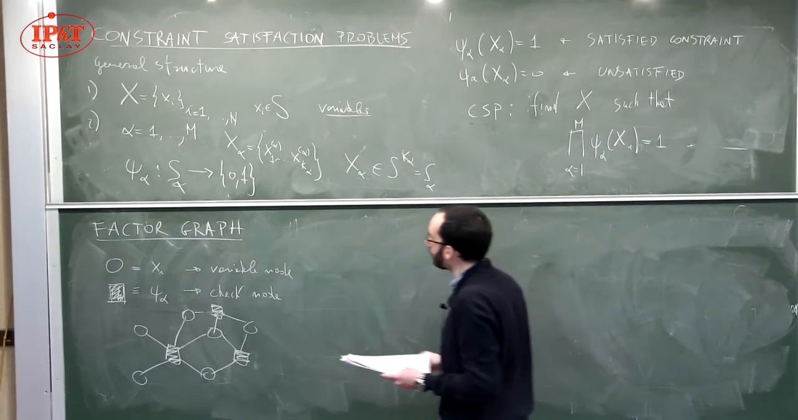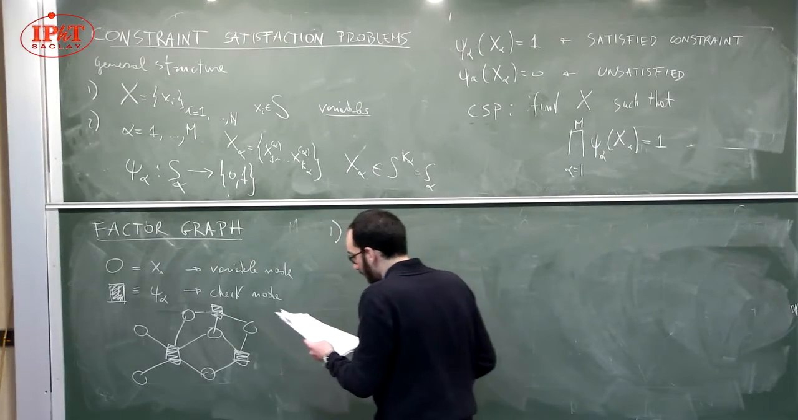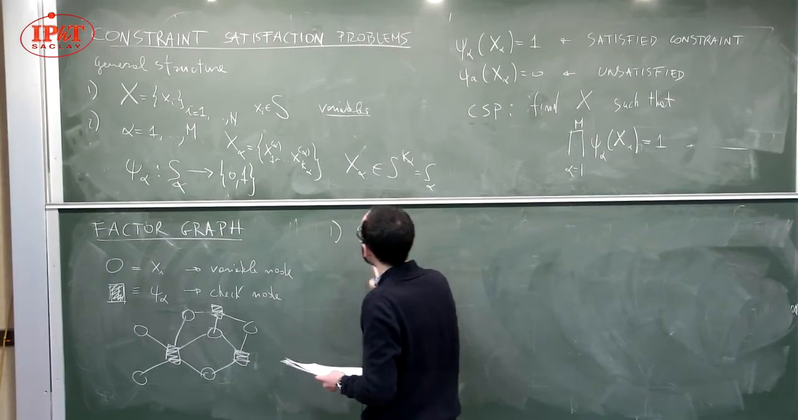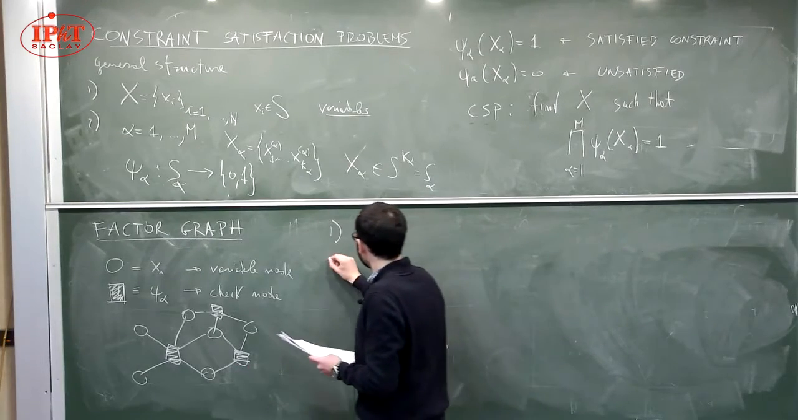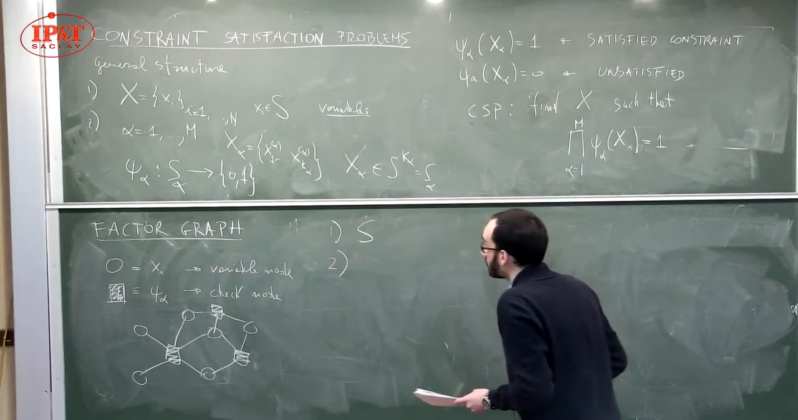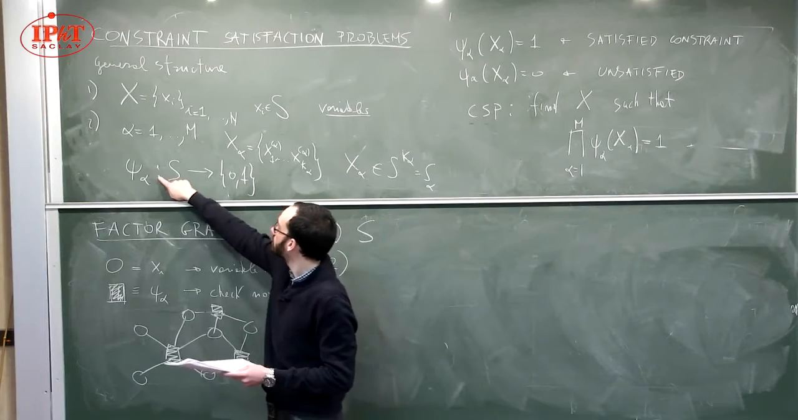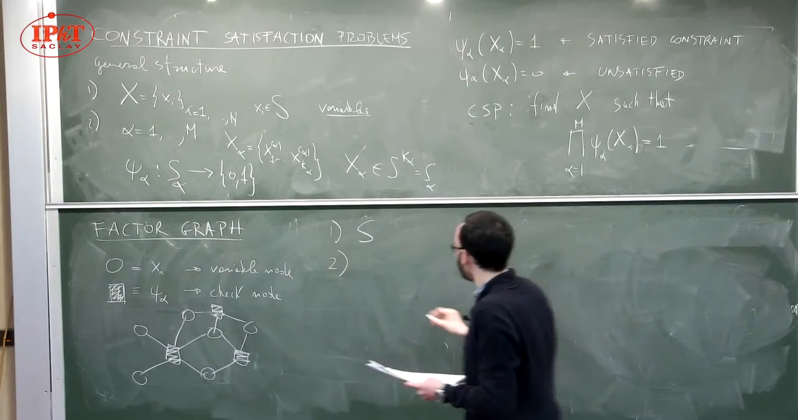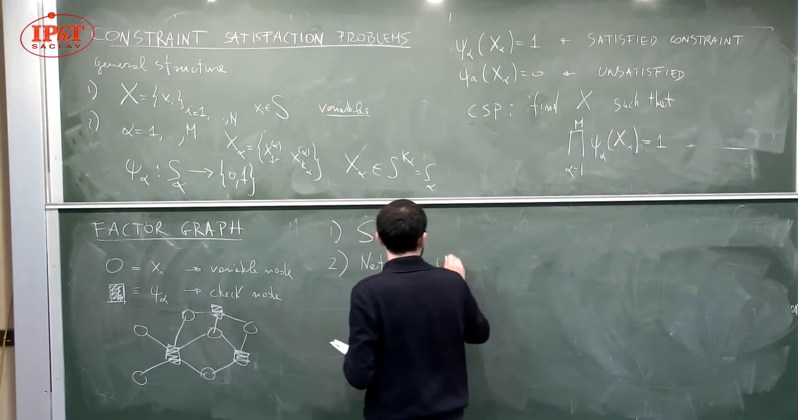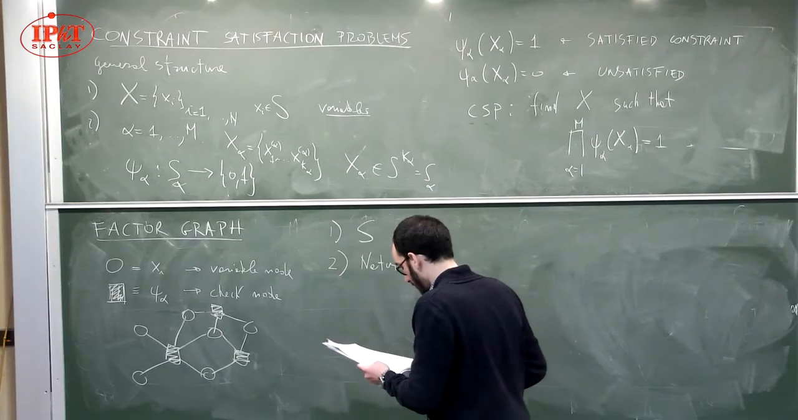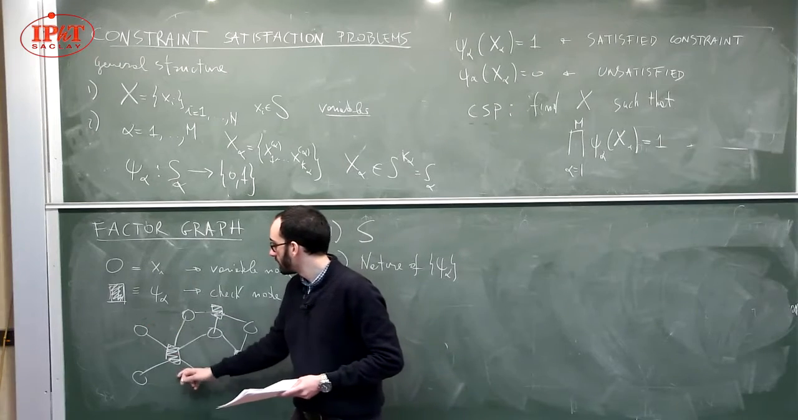Okay, so an instance of a CSP is defined by three things. The first thing that you have to define is S. It's just the set where the variables take values. The second thing that you have to define is the nature of the constraints, so you have to define this function. And the third thing is the factor graph, so which variable is in which constraint.